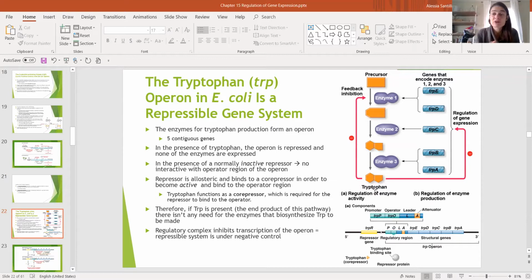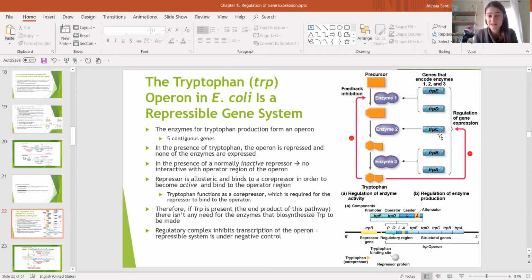So in the presence of tryptophan, when the E. coli, when the bacteria has tryptophan around it, it's not going to synthesize the tryptophan. There's no need to synthesize it, and therefore it's not going to express these five structural genes at all. However, when it isn't in an environment with tryptophan, right?